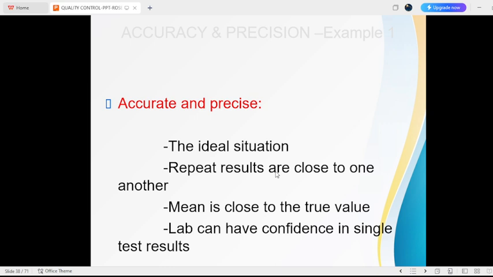Let's look through different types of examples. The first one is accurate and precise. This is the most ideal situation. That means the test is accurate. The results are close to one another and the mean is close to the true value. So the lab can have confidence in single test results. This is the ideal situation.